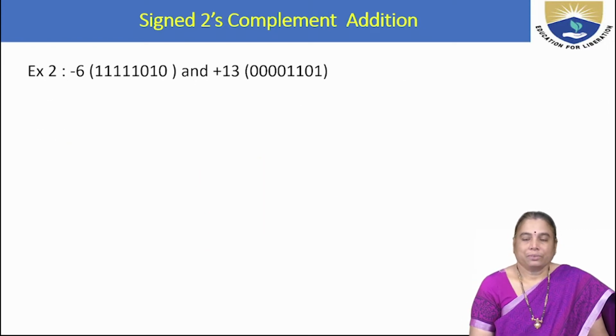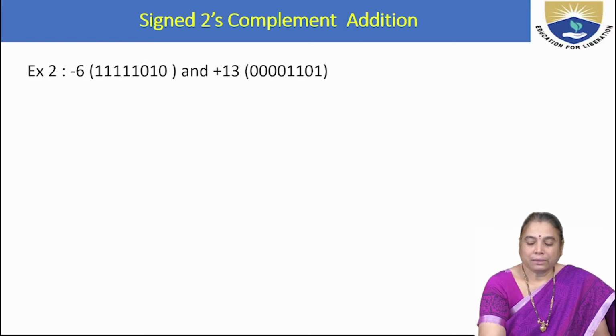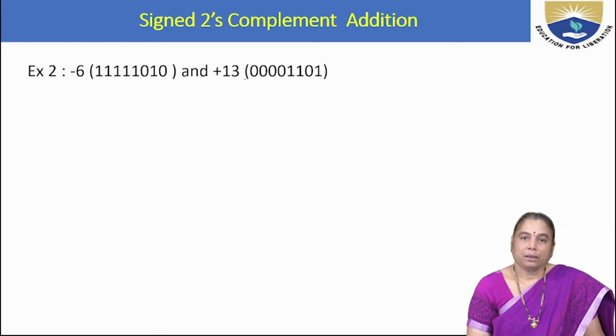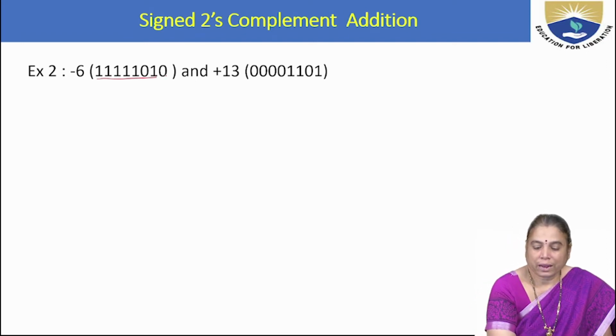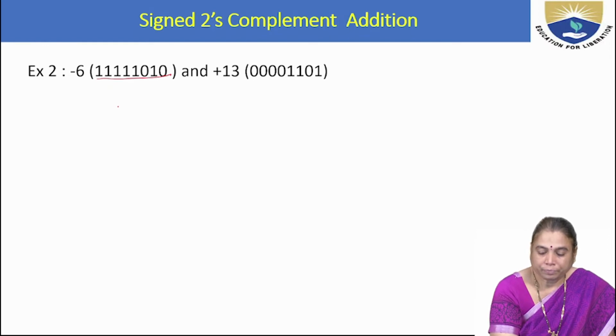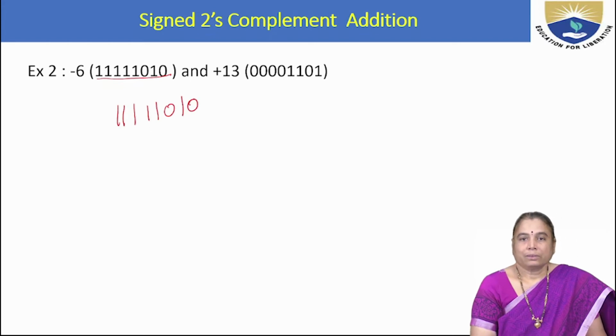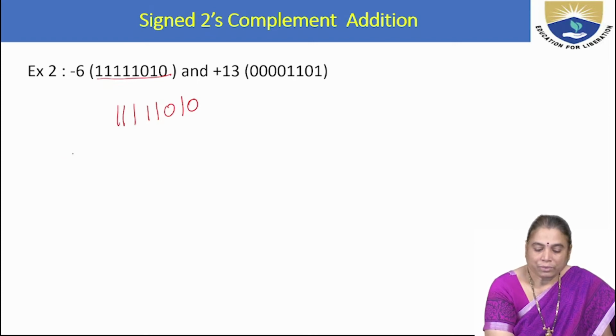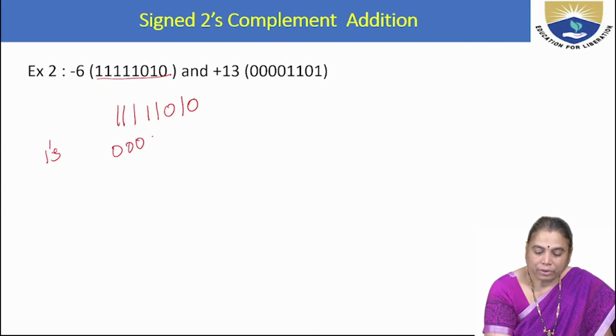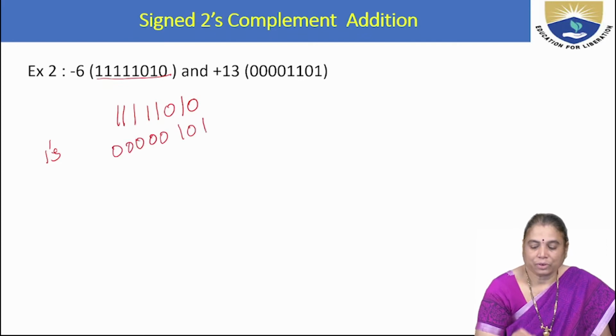Next we have to consider one more example, minus 6 plus 13. Whenever we are representing a minus or negative number, the signed 2's complement representation has to be considered. So this is the 6 value, and its 2's complement has to be identified. First we have to identify the 1's complement by interchanging 0 as 1 and 1 as 0.